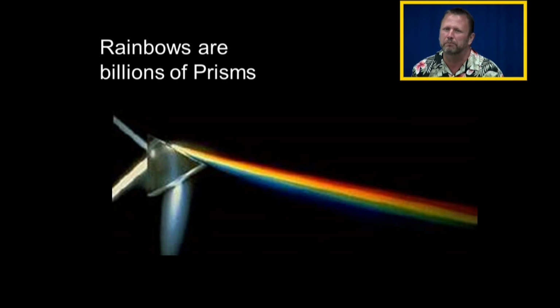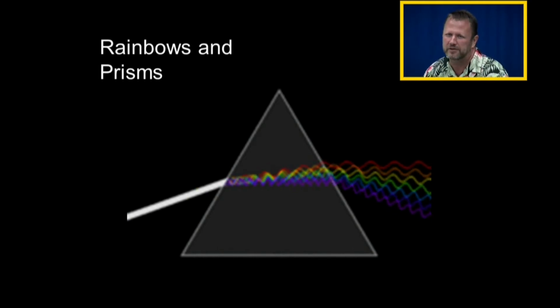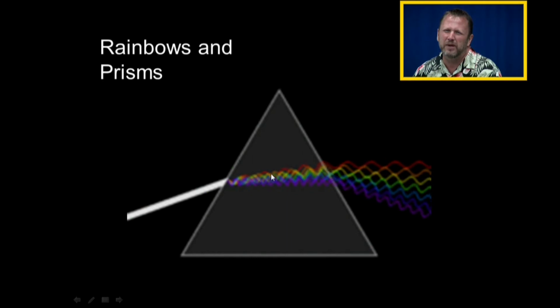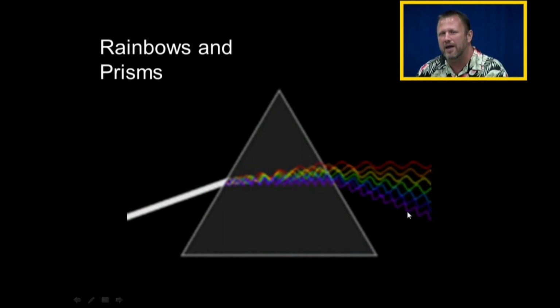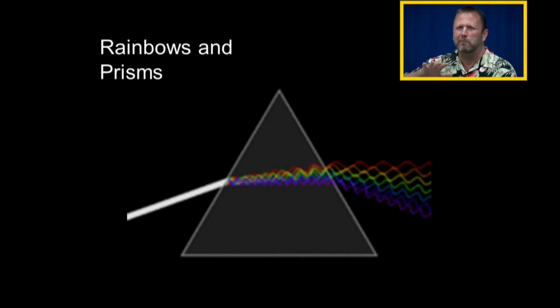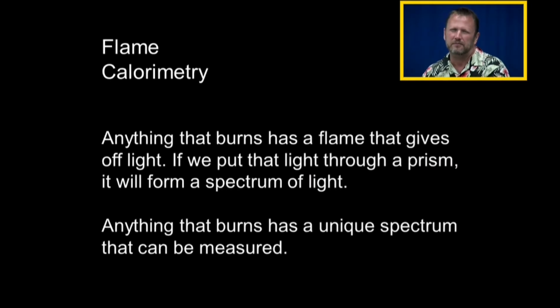So rainbows are like billions of little prisms. Those prisms are water droplets. And for those of you who know physics, this is an interesting thing. We see the white light coming in, and it's being bent, but the visible light is electromagnetic waves that have different frequencies, and the different lights are bent in different ways based on their frequencies.